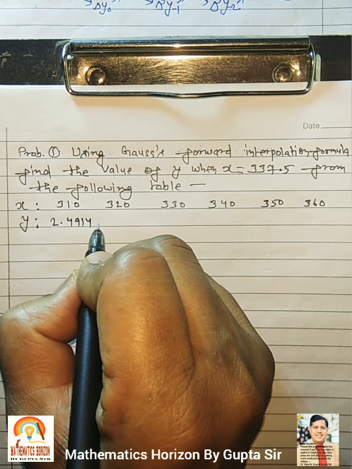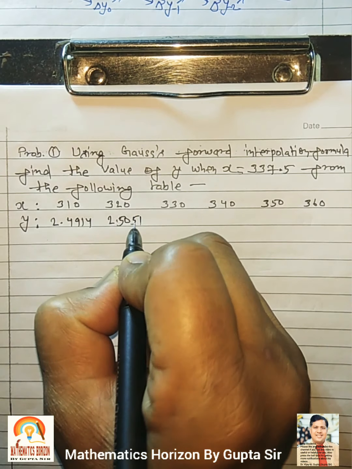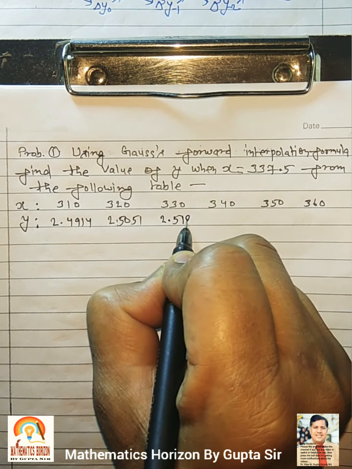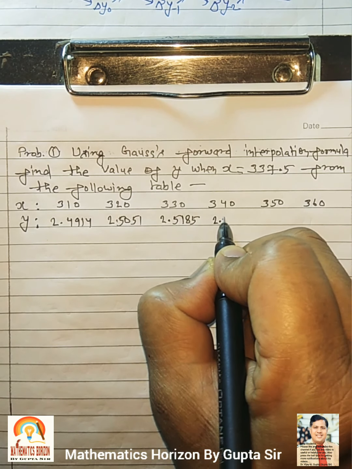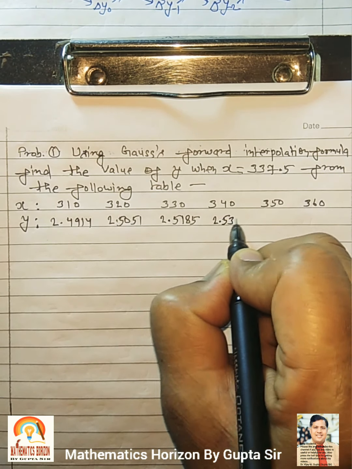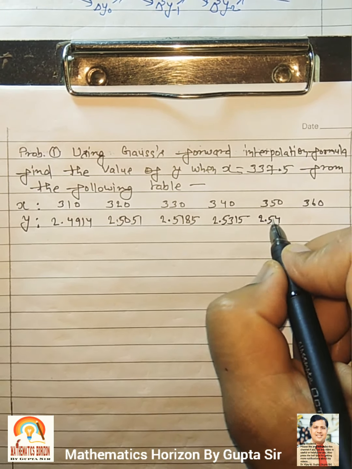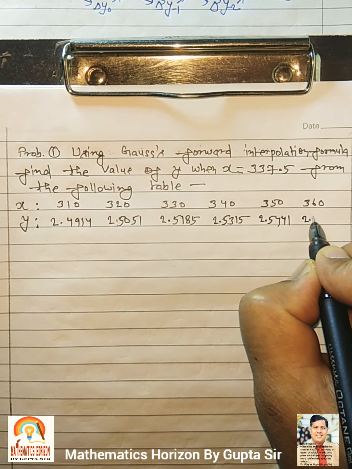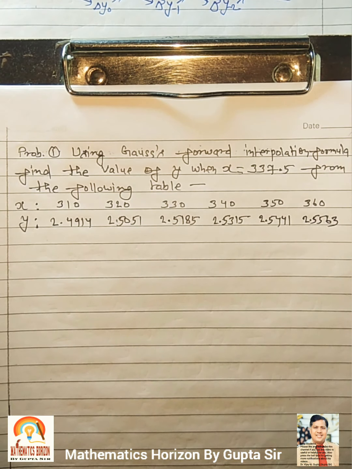2.4914, 2.5051, 2.5185, 2.5315, 2.5441 and 2.5563. Okay.